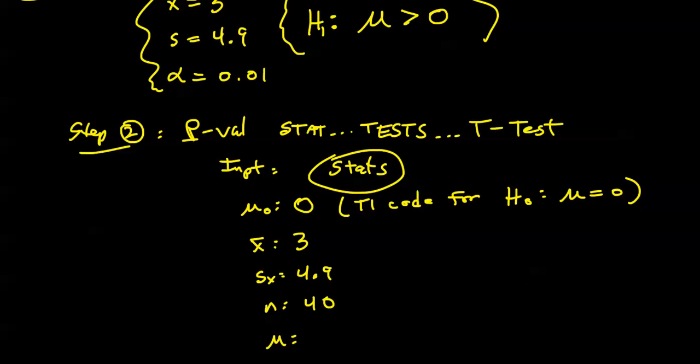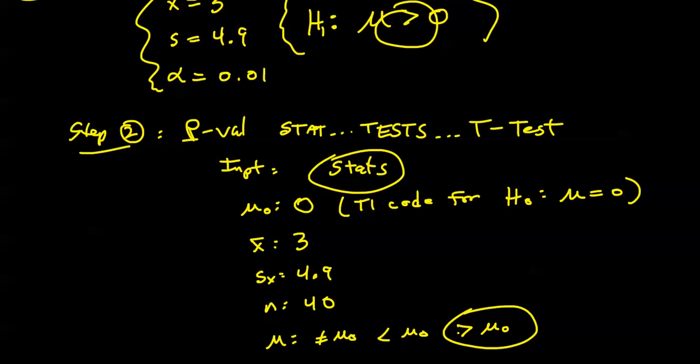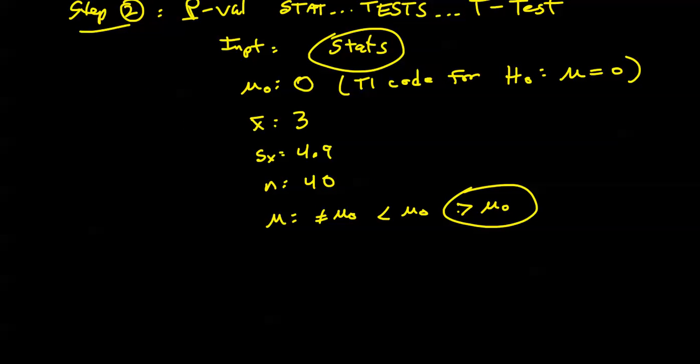Let me check that. Yes, 40 people. And the type of test, well, again, you can pick not equal to mu sub 0, or less than mu sub 0, or greater than mu sub 0 for your type of test. All right, we are in a right tail test, so I'll want to type in the greater than mu sub 0 entry, highlight it and select. And then, of course, calculate. Highlight and select, and we get the following results.